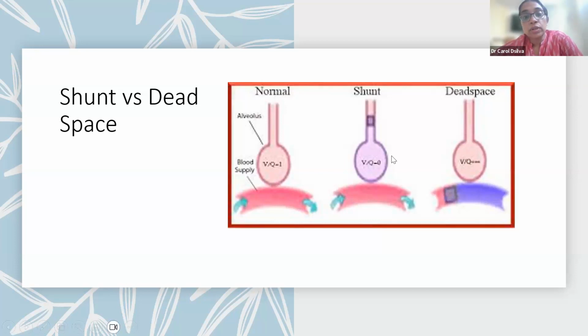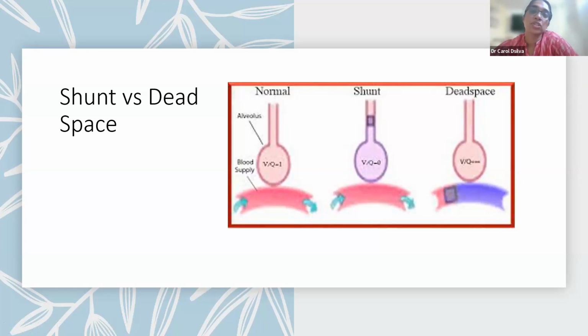One of the important factors that can be affected is your ventilation. So if your perfusion is normal, but ventilation is hampered, you can see over here, there's a block over here. So there's no oxygen that is entering this alveolus. So there's absence of ventilation, but perfusion is normal. This is what you call a shunt. So there is a shunting of blood, and what you're seeing is that the blood is not getting oxygenated in the lungs.